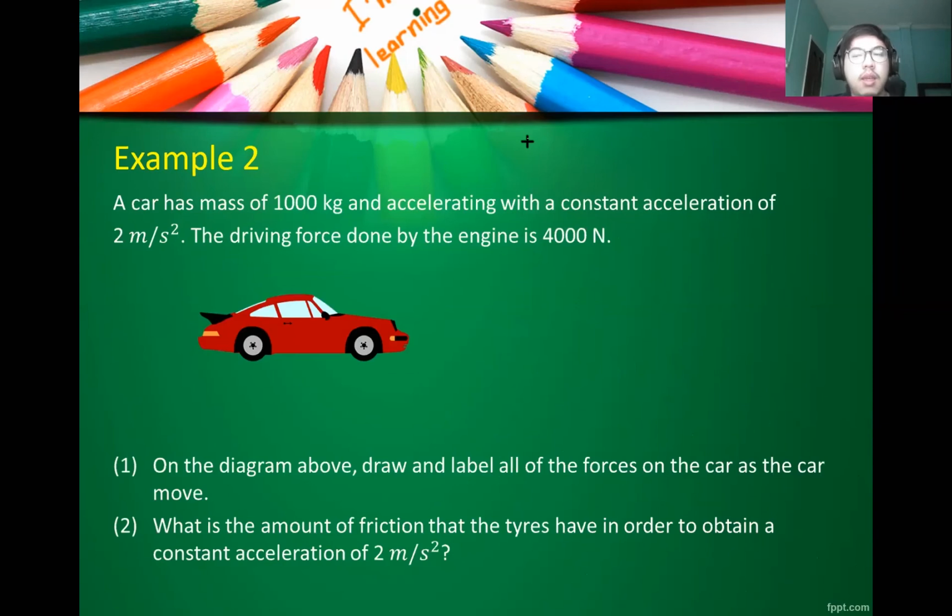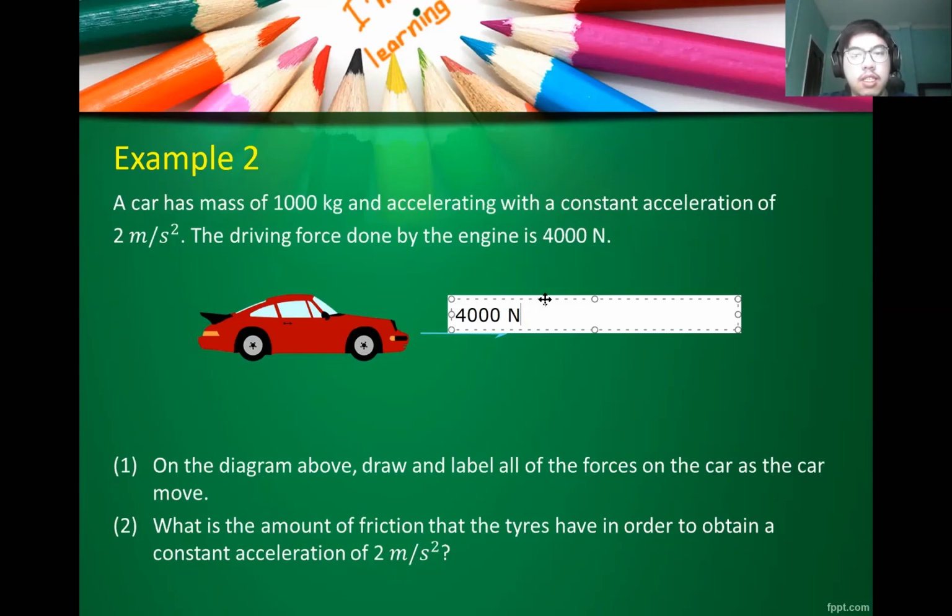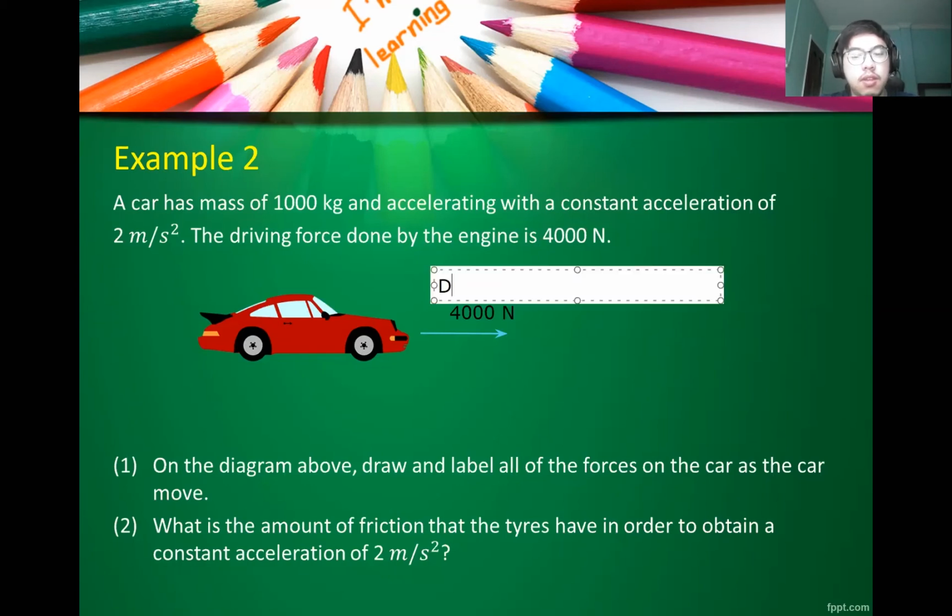Okay? Example 2. A car has a mass of 1,000 kilograms and is accelerating with a constant acceleration of 2 meters per second square. The driving force done by the engine is 4,000 newtons. Number 1, on the diagram above, draw and label all of the forces on the car as the car moves. So you have to draw the forces on the car. Let's do that. First, you have a forward force of 4,000 newtons. We will call this the driving force.